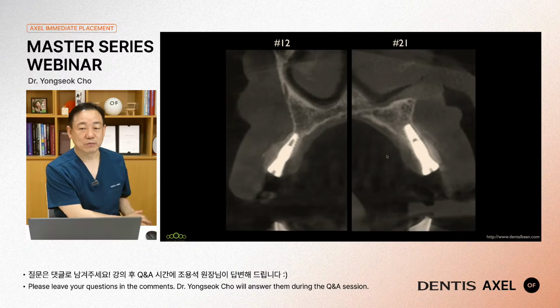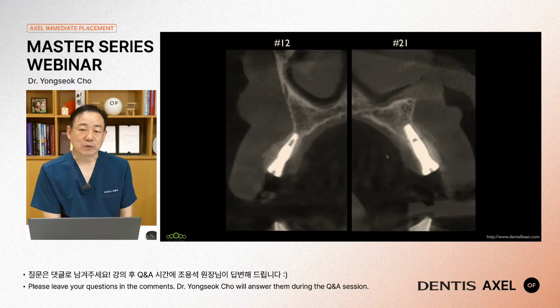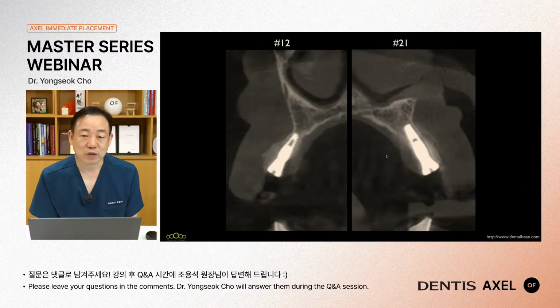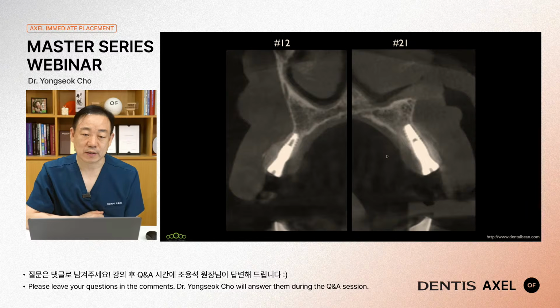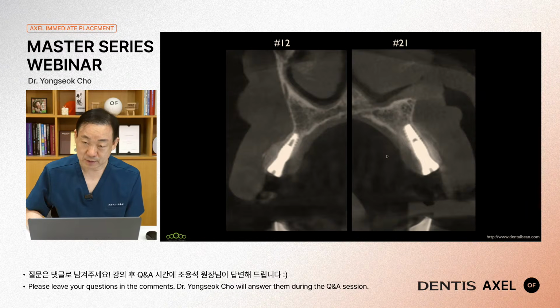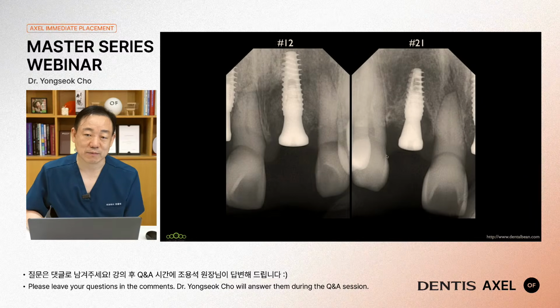Look at the CT view of this case. I controlled the axis toward the cingulum and avoided the apical penetration. Okay, this is not bad. Intrasocket bone grafting was done sufficiently on the labial side. Periapical view.